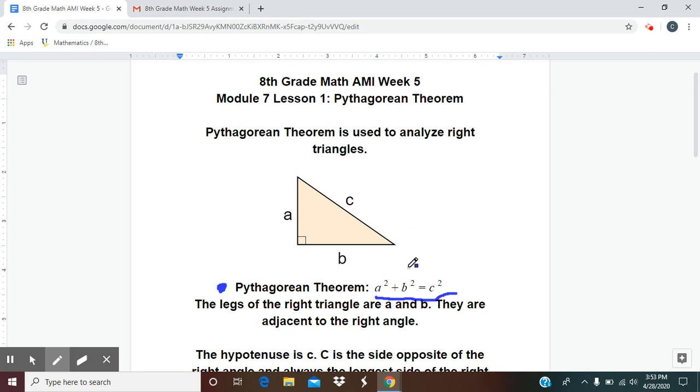So A and B, there's not a lot of distinction between them other than the fact that they are called the two legs of the right triangle. They are the two sides that make up the right angle. So if you'll look, sides A and B meet where the right angle is. So that's how we know they're the legs. And then we also have C.